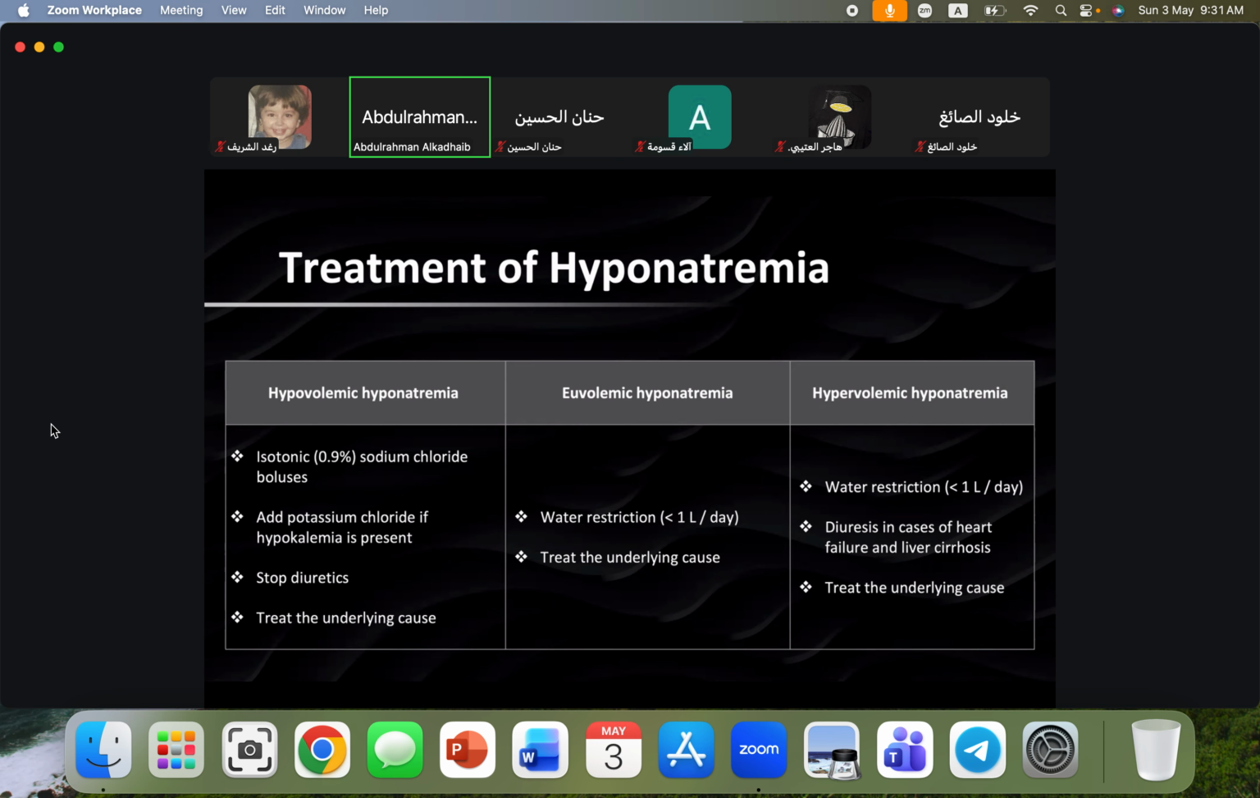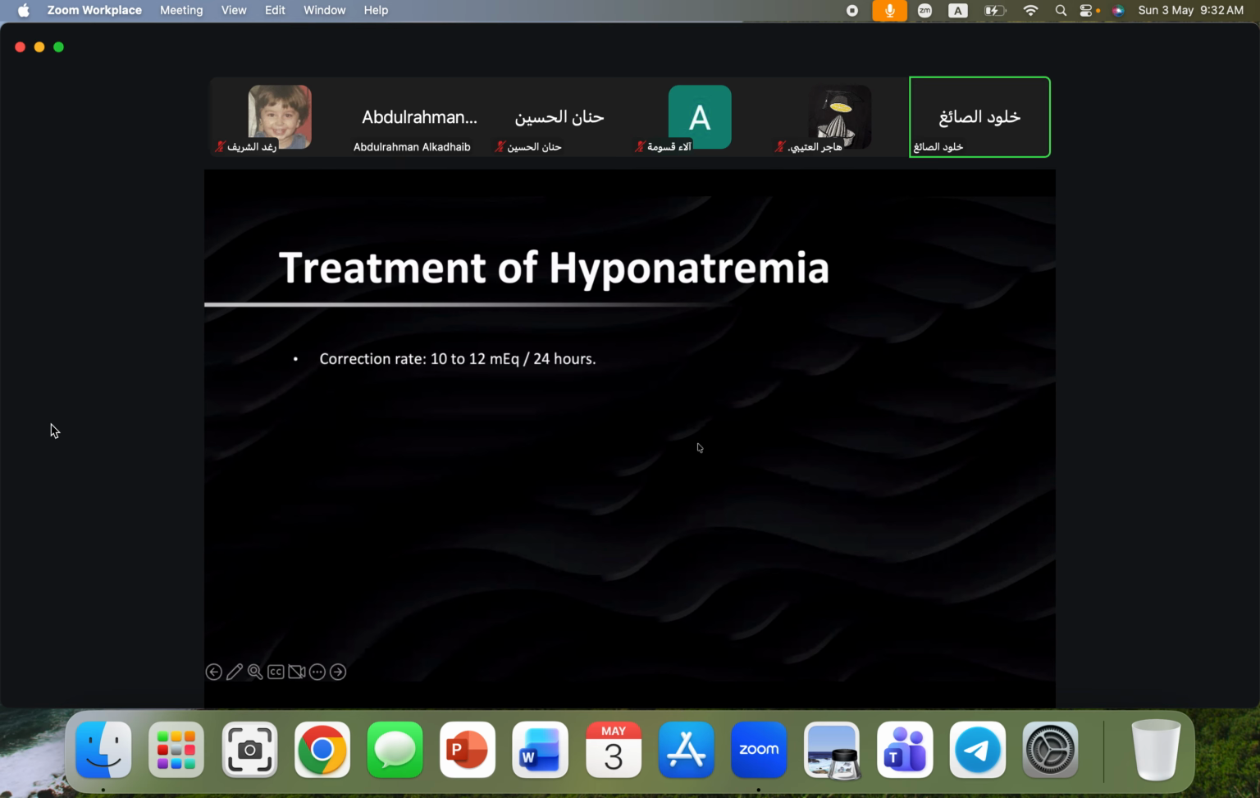And in cases of hypervolemic hyponatremia, again, we instruct them to restrict the water intake to less than 1 liter per day. We can use diuretics, for example in cases of heart failure or liver cirrhosis, and obviously treat the underlying cause. So that's the treatment for mild and moderate hyponatremia.